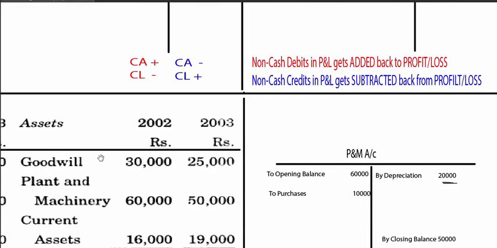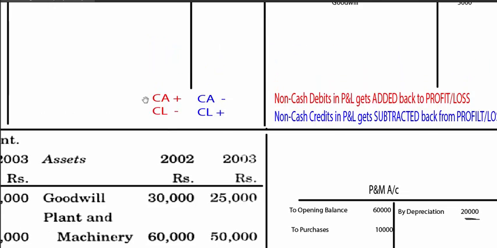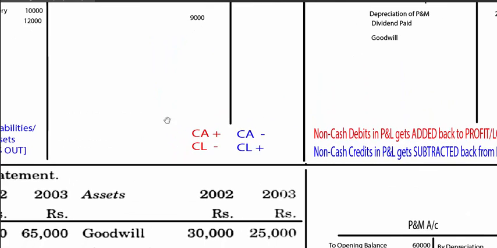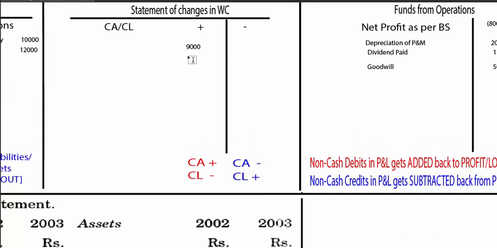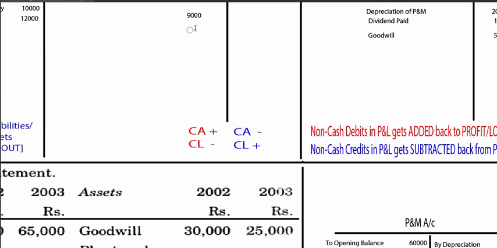And we come to plant and machinery. We've already done plant and machinery. And finally we come to current assets. There has been an increase of 3,000, 16,000 and 19,000. So 19 minus 16, that's 3. 3,000 increase in current assets. Increase in current assets again goes to the plus sign of statement of changes in working capital. The amount is 3,000. I'm sorry that it's not properly aligned.